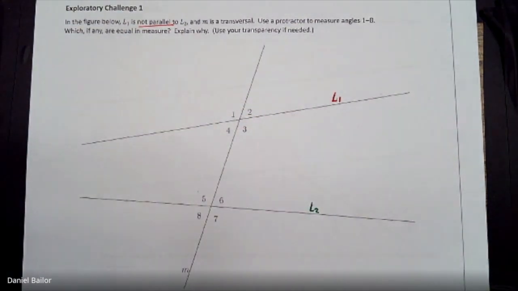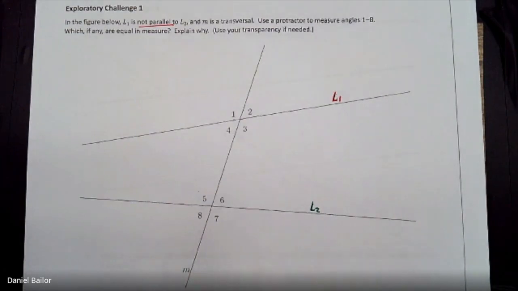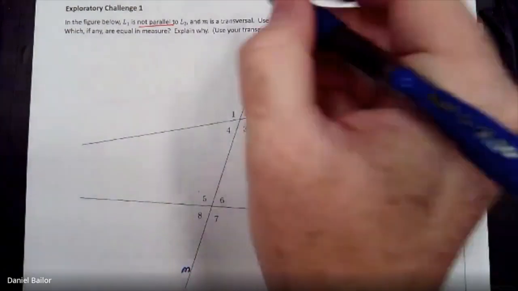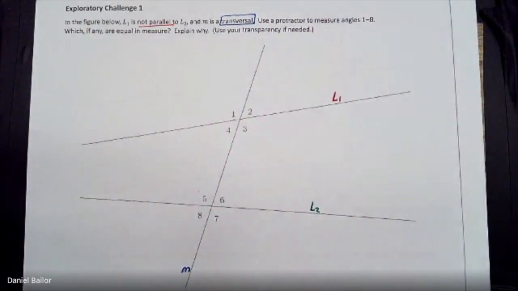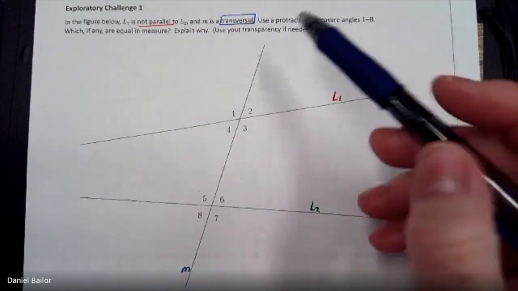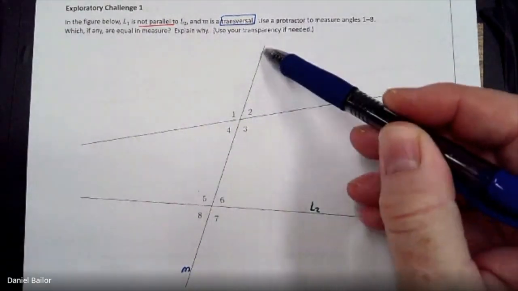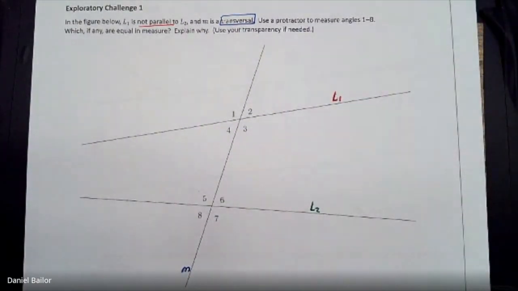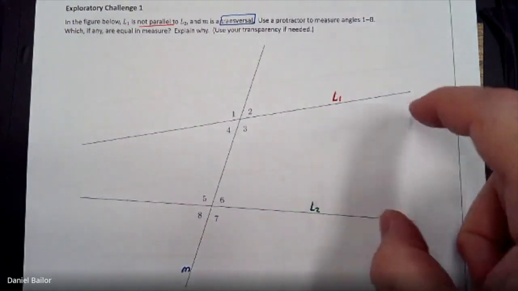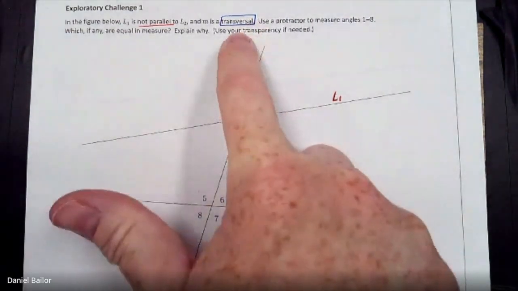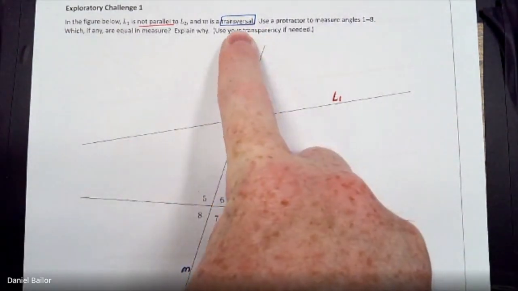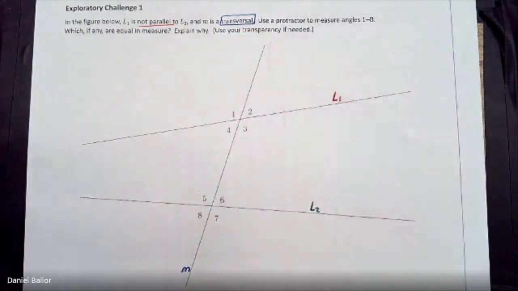And M is a transversal. Here's M, the line we call a transversal. Transversal just means it goes across the other lines. So the transversal is the line that goes across the other lines. We have 2 lines and the transversal that cuts across them. That's a word you might need to know, transversal. Maybe you learned it in 6th or 7th grade, but you definitely need to know it now.